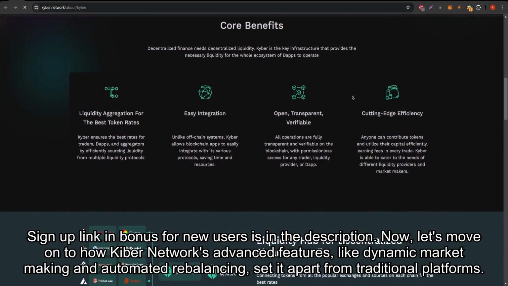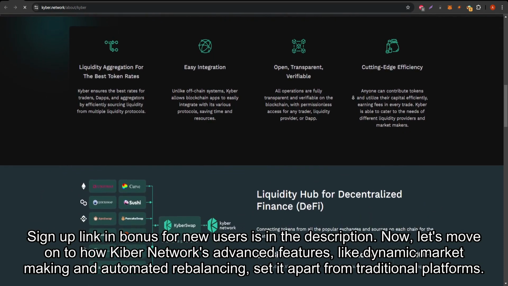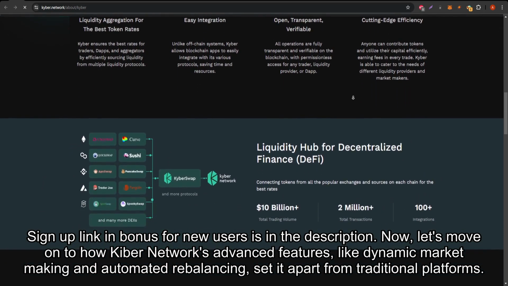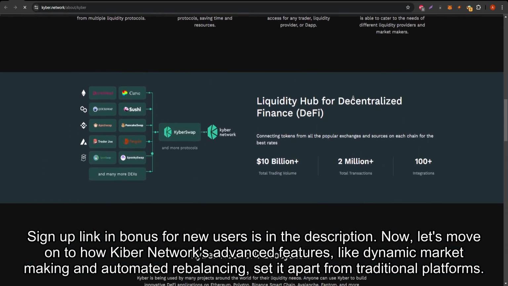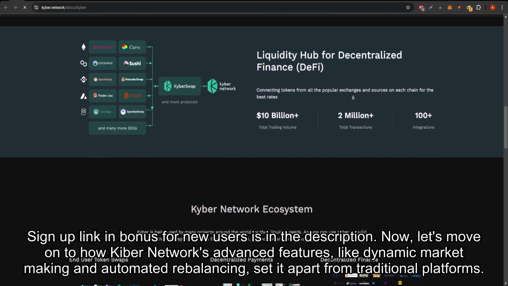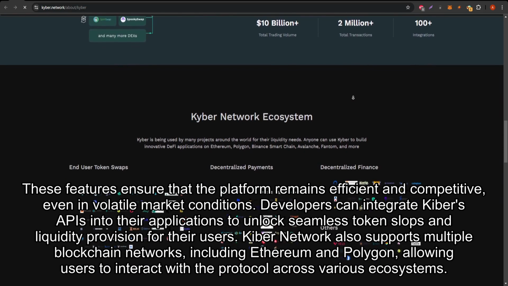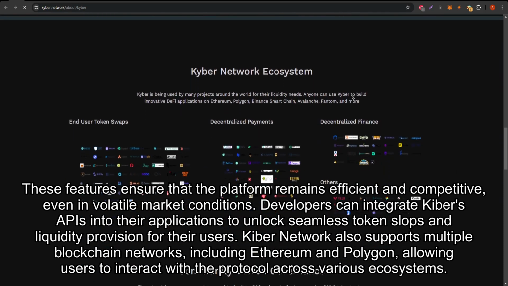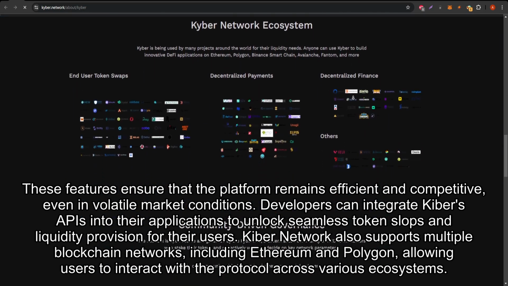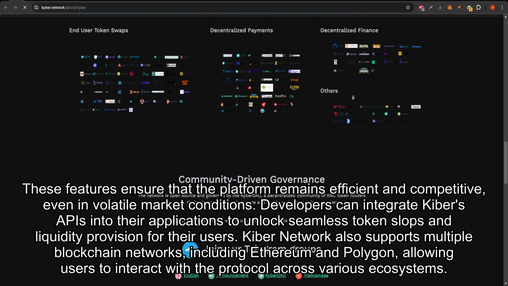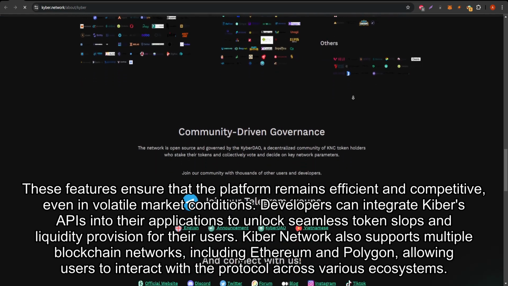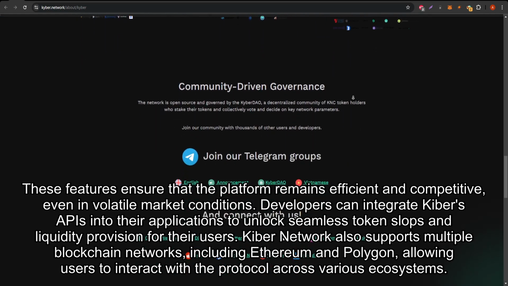Now, let's move on to how Kyber Network's advanced features, like dynamic market making and automated rebalancing, set it apart from traditional platforms. These features ensure that the platform remains efficient and competitive, even in volatile market conditions. Developers can integrate Kyber's APIs into their applications to unlock seamless token swaps and liquidity provision for their users.